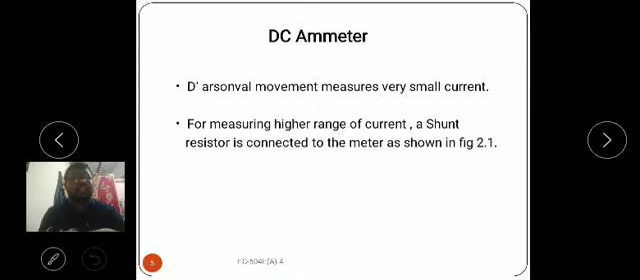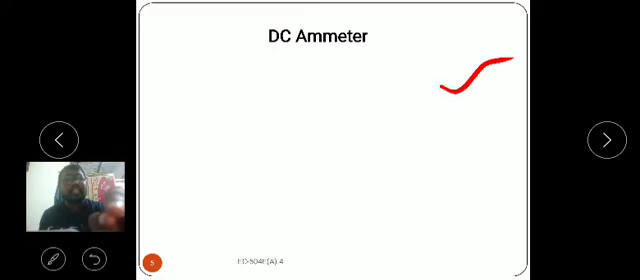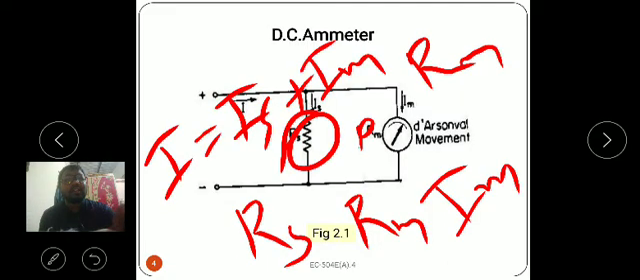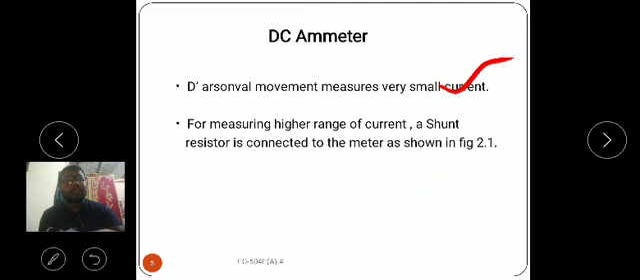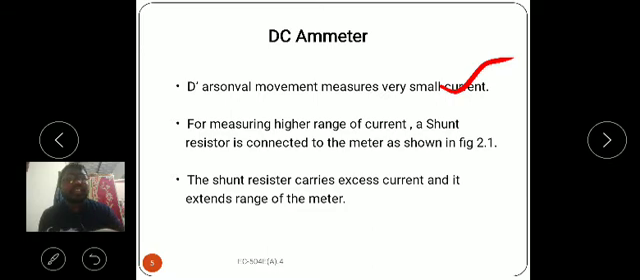The d'Arsonval movement measures very small currents, as we already discussed. For measuring a higher range of current, a shunt resistor is connected to the meter. Here we connect the shunt resistor to the meter. Then the shunt resistor carries the excess current and it extends the range of the meter.